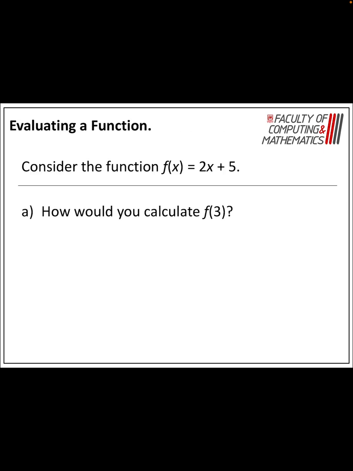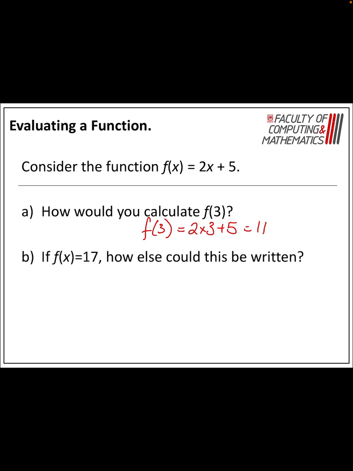Okay, so if we take a look at this function, if I want to evaluate f of 3, what I'm telling you is I'm asking you to substitute in 3 anytime you see an x. So I end up with f of 3 is equal to 2 times 3 plus 5, which will give me 11.